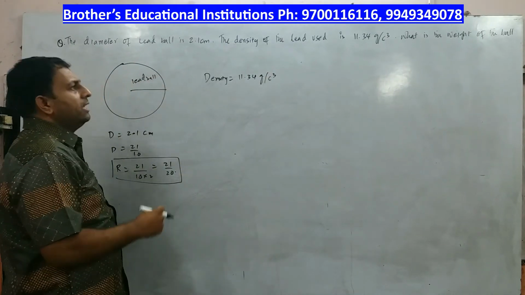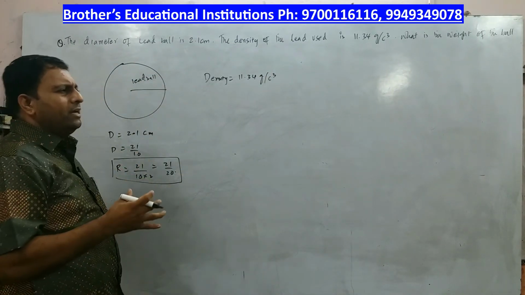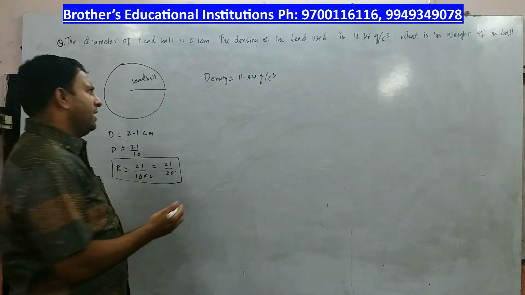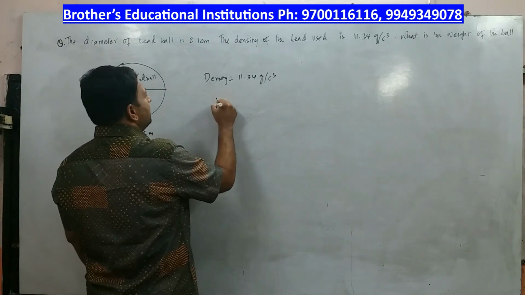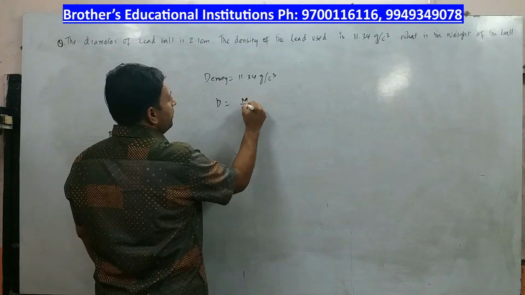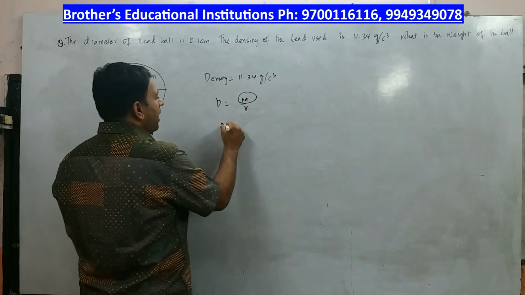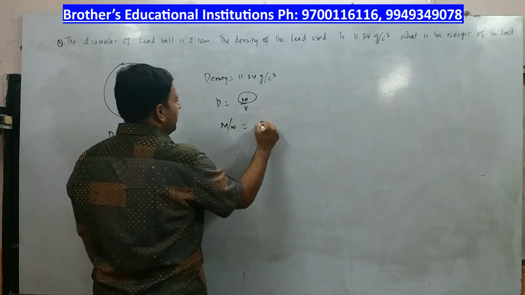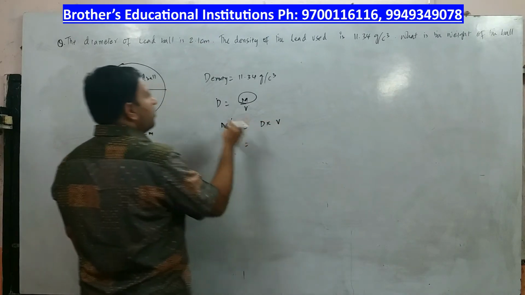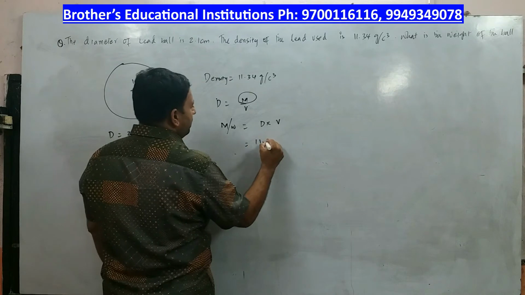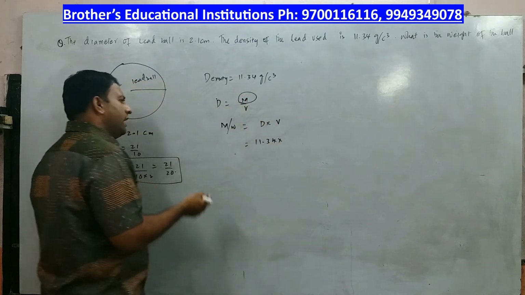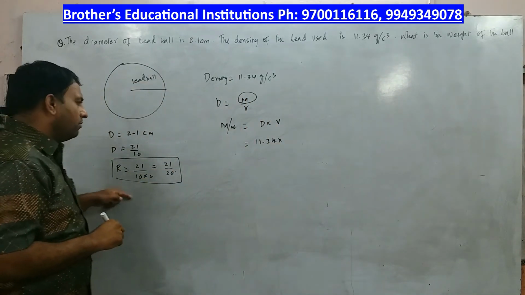Now we are supposed to find the weight of the ball. Technically weight is nothing but mass here. We have the formula density is equal to mass per unit volume. Here we will consider mass as weight. Therefore mass or weight is nothing but density into volume. The density we have is 11.34 gram per cc, into volume. What is the volume? Volume formula we have to write.